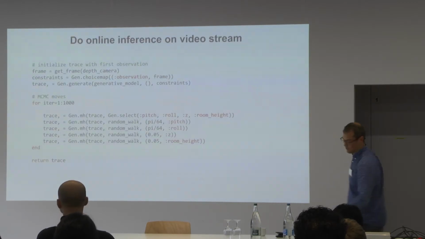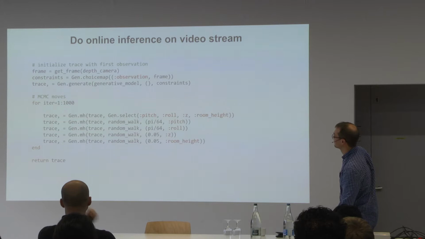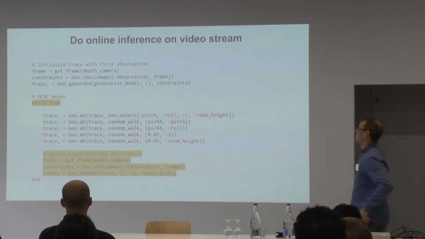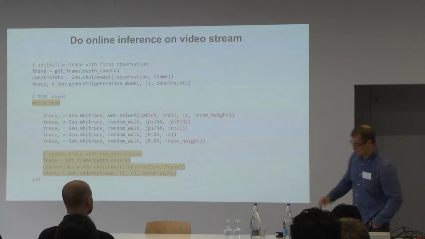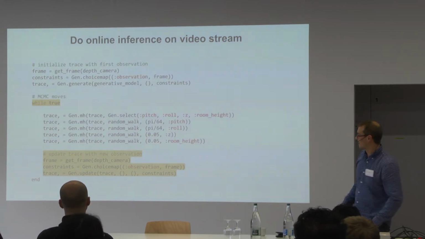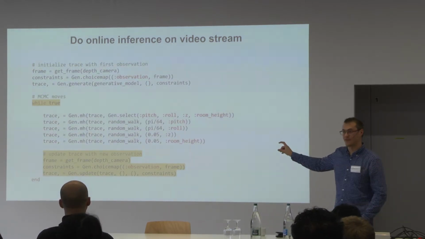Okay, so let's see what happens when we modify this inference program. Say we wanted to do inference on a video stream instead of single images. Well, in Gen, we can do that pretty easily just by changing this for loop into a while loop and introducing an update to the data.